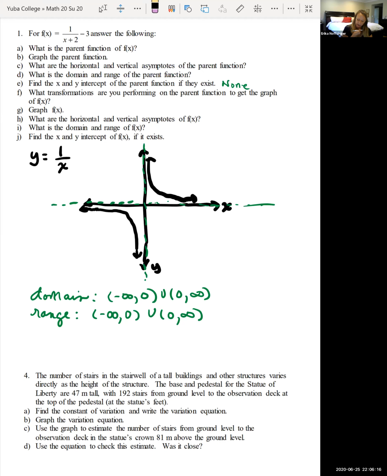So what transformations are you performing on the parent function to get the graph of f of x? So we're looking at what transformations we're doing. And so notice the +2 here. In order to get that, you would have plugged in that whole expression, x plus 2, wherever you saw an x right here. And so that is affecting it horizontally. And it's opposite horizontally. So this +2, we're going to go to the left 2 units.